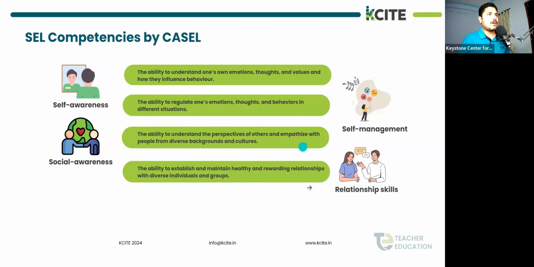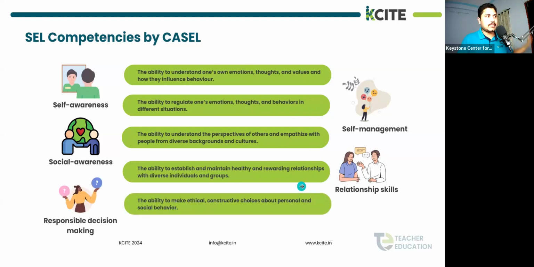Then the last one out of all these five competencies is responsible decision making. Here it is the ability to make ethical and constructive choices about personal and social behavior. When two options are given to the students, they have to analyze the consequences of the first option and the consequences of the second option. If I feel that both options are right, what do I choose? When we develop this competency with the right strategies, they will be able to pick whichever they find is best for them at that particular moment.